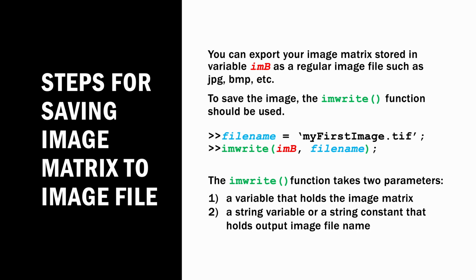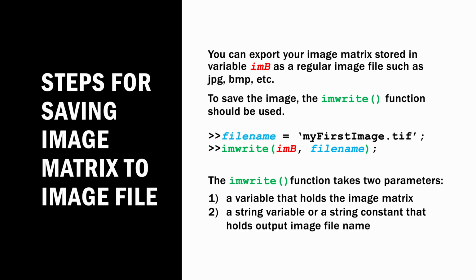Once you have converted a numerical matrix into the correct image data type, the next step is to save it as an actual image file. In MATLAB, this is done using the imwrite function. The prefix im stands for image, so you can think of it as image write. The function takes two inputs. The first is a variable that holds your image matrix, and the second is a file name written as a string in single quotes.